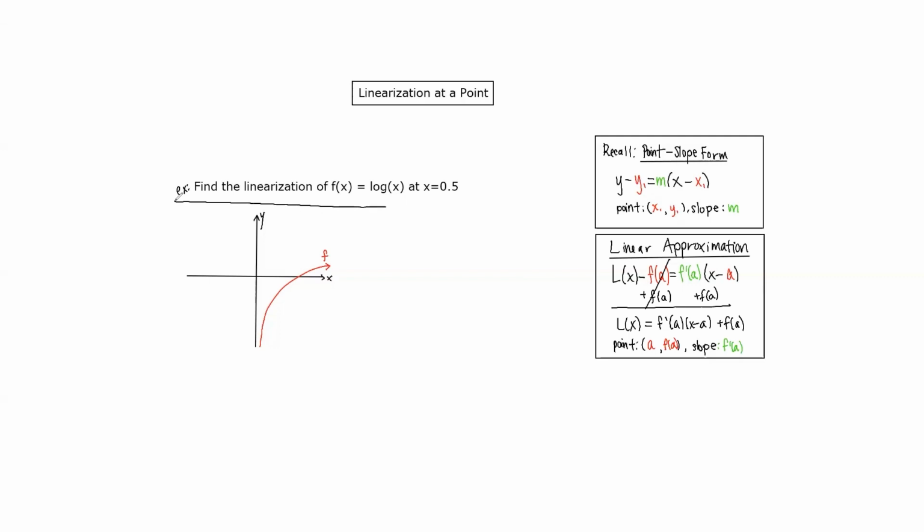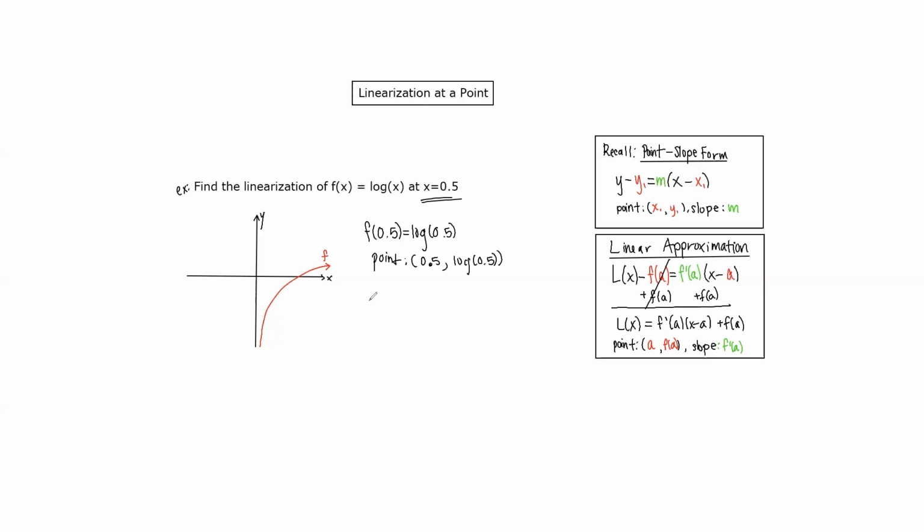In this example that we have over here, I'm seeing that they're giving me the point x equals 0.5, but that's only half of my point. I have the x value. What's the y value? That's easy to find. We'll just plug in that x value to find the corresponding y. And so I see that my y value is log of 0.5. That tells me my point is 0.5 comma log of 0.5, which we can worry about plugging into the calculator later.